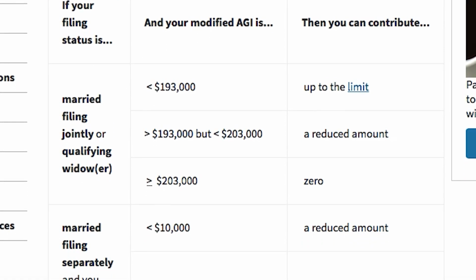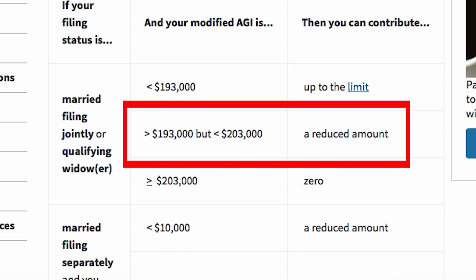Now, here's where it gets tricky. If your income is between $193,000 and $203,000, it's what's called a phase out. Now it's a straight line going from 193 to 203. So that's over 10,000. So you literally need to take that 6,000 and divide it by $10,000. So for every dollar, you have to decrease the amount that you can actually contribute to the Roth IRA.